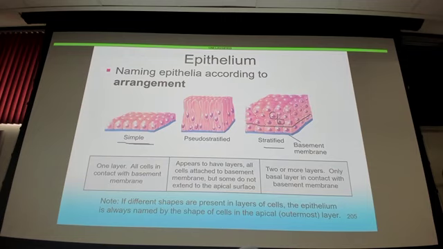Pseudostratified is a variation of that. Pseudostratified appear to be stratified. They appear that not all cells go to the basement membrane. But in fact, if you were to pull these apart and dig through them, you would see that every one of these cells does contact the basement membrane, but not all of them go to the apical surface.